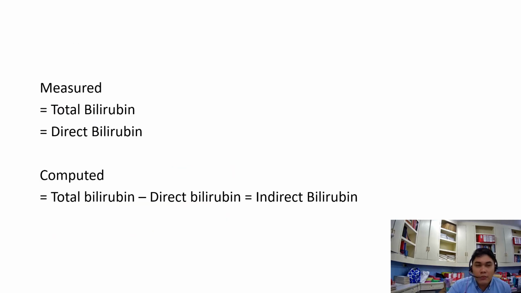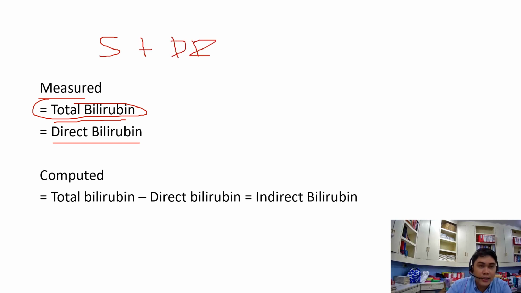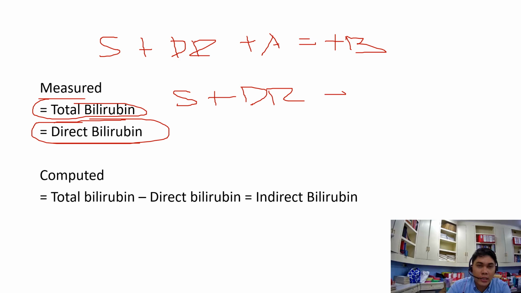So next, in the laboratory, we're measuring the total bilirubin and direct bilirubin. To measure total bilirubin, you need your serum specimen plus diazo reagent and the accelerator to get the total bilirubin. And for direct bilirubin, you have serum plus diazo reagent, and no need to add the accelerator, because we want to measure the direct bilirubin. The characteristic of direct bilirubin is that it is capable of reacting with diazo reagent without the use of the accelerator.